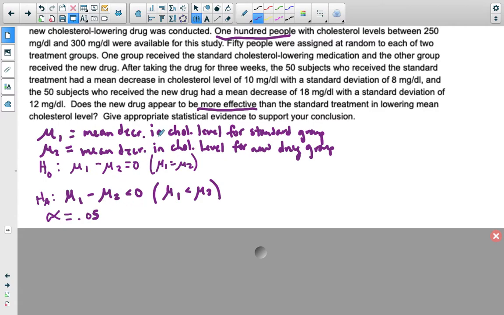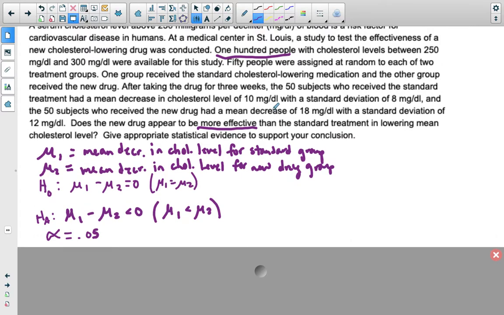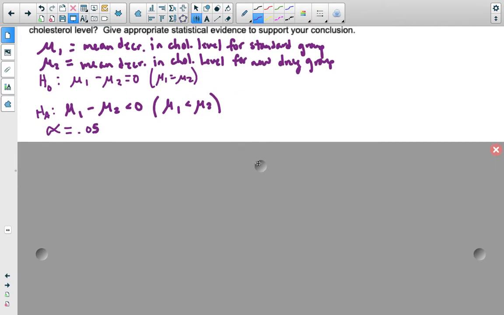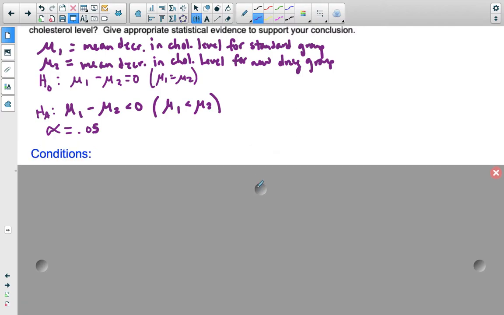So we have everything set up, our parameters and hypotheses defined. The next thing is we have to check conditions. We have information about two samples, or two groups. We're talking about means, so that tells us we're probably going to need to use some sort of t-test. But since we have two independent groups, we're probably going to be looking at what's called a two-sample t-test. And to use a two-sample t-test, we have to check some conditions.